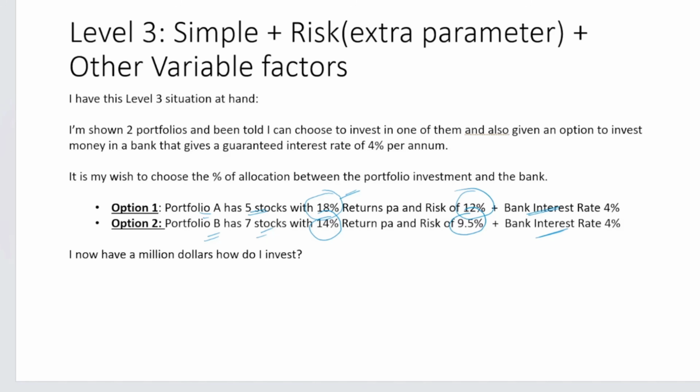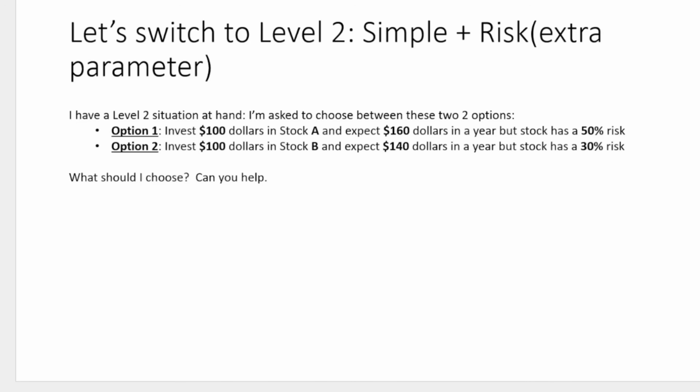Okay. So let me switch to level 2. In level 2, we're saying we're having a 50% risk on option 1 and 30% risk for option 2. We know the profit of option 1, it is 60%. And we have a risk of 50%. And for option 2, 40% profit and 30% risk.